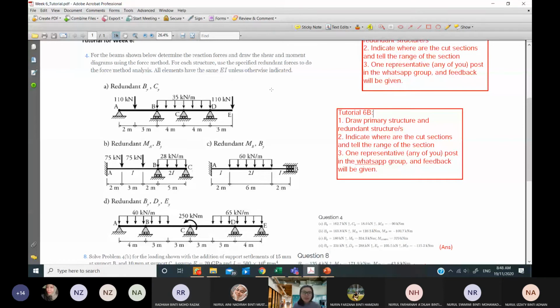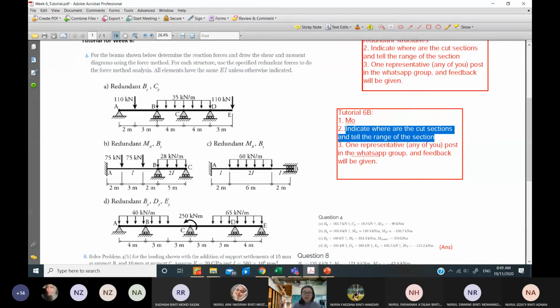What you need to do is, I'm going to get feedback on your answer step by step. The primary structure and redundant structure will follow whatever was in your feedback last lesson, which is yesterday. Everyone follow that primary structure and redundant structure to start analyzing. The first one, I will ask for M naught. Once you are ready, you send me the M naught. The second one is M1, and the third one is M2.